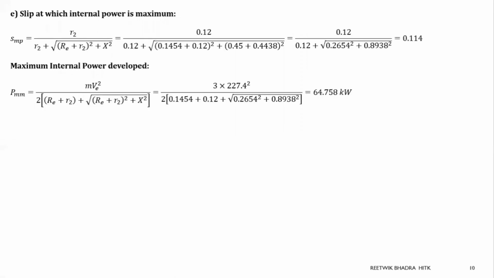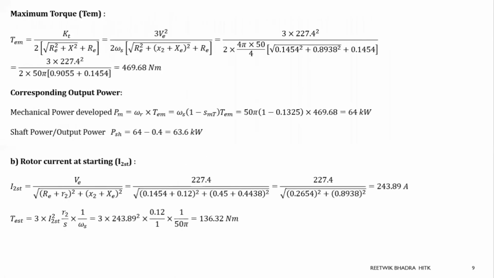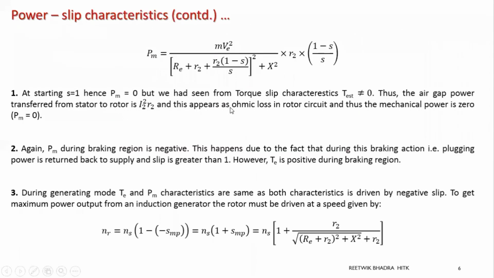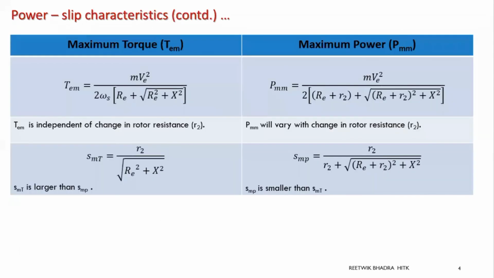Now, next, what was our question? The last question, number E, maximum internal power developed and corresponding slip. So now what I was telling, we have to find PMM and that corresponding slip. If I find SMP, you can find PMM, or you can find SMP, anywhere one you can find over here. So let us find SMP, that is given by R2 by R2 plus this term.